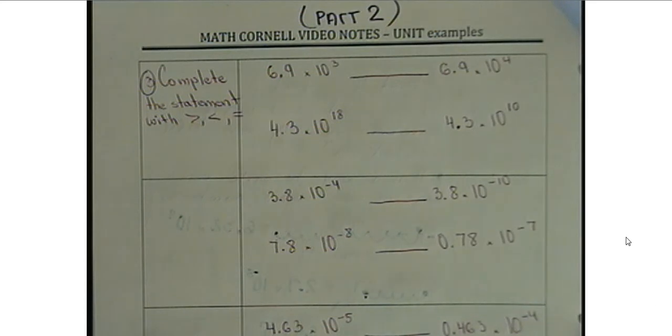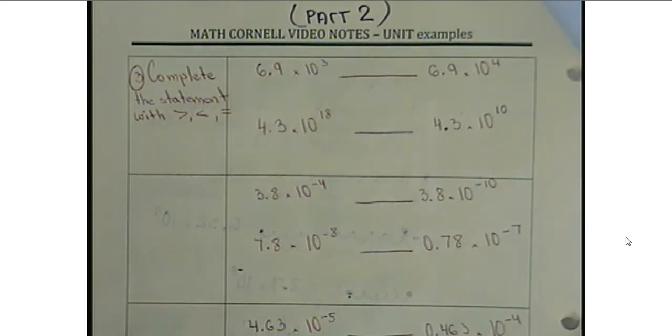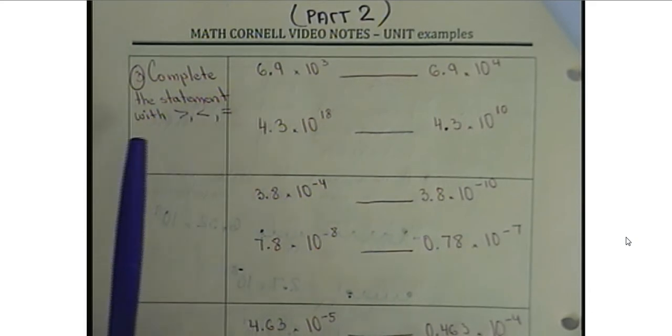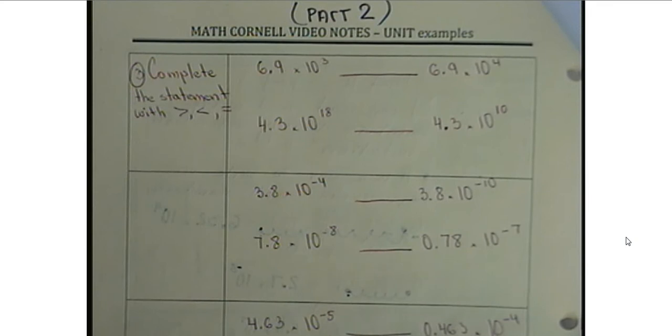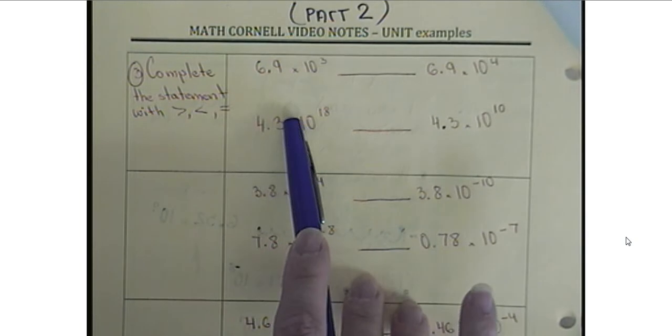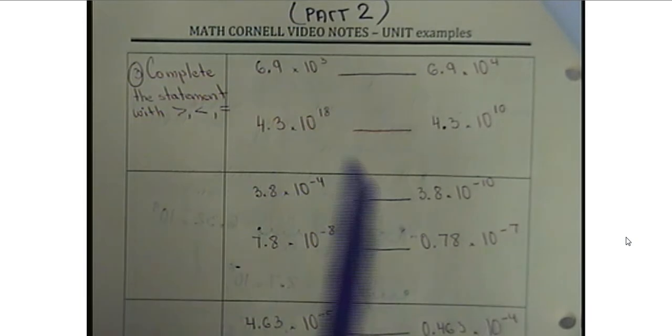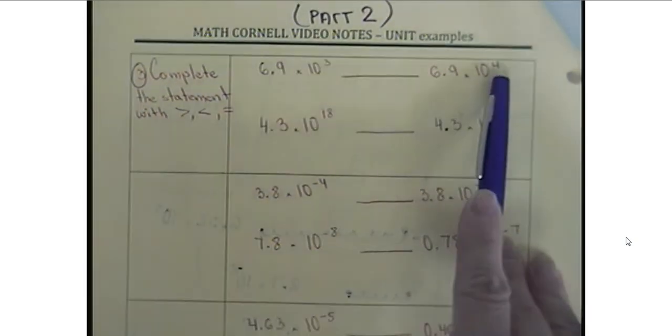Hello everyone. So this is part 2 of the scientific notation video, and that will be on the back page of your notes. I want you to write down: complete the statement with a greater, less, or equal sign. We are given examples with two numbers on the left and right, and after we simplify from scientific notation to standard form, we will be able to tell which number is smaller and which one is larger. Now we have 6.9 times 10 to the third on the left and 6.9 times 10 to the fourth on the right.